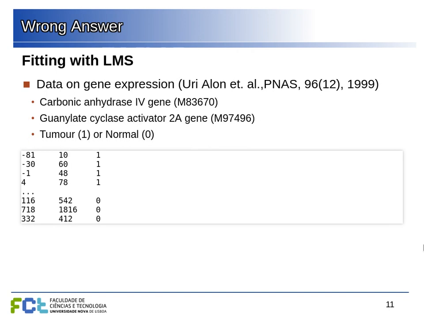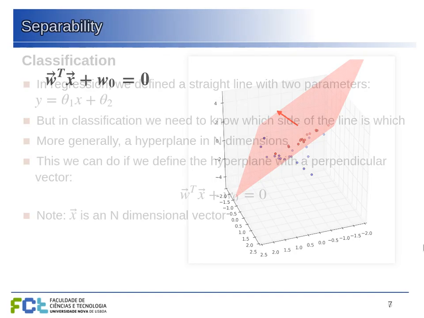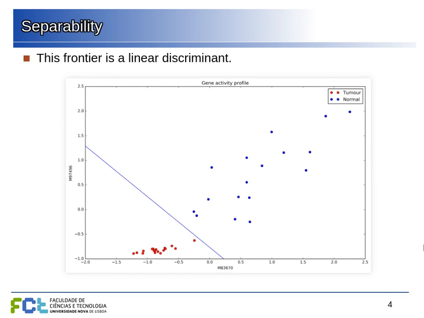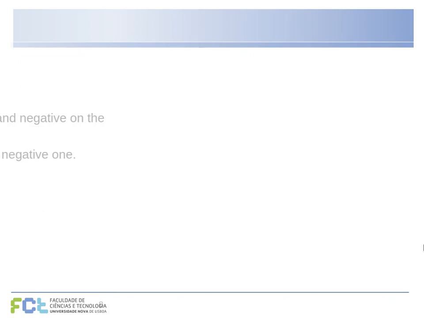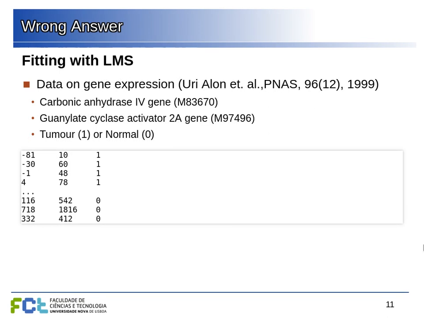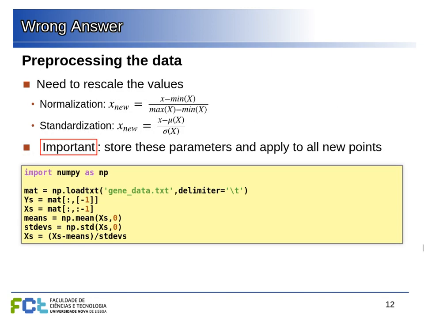So let's start with this data set here. We have these columns here. These are the two relative gene activities, and then we have the class, 1 for the tumor, 0 for normal. So we're going to rescale everything. And now I'm going to show you two different ways of rescaling.